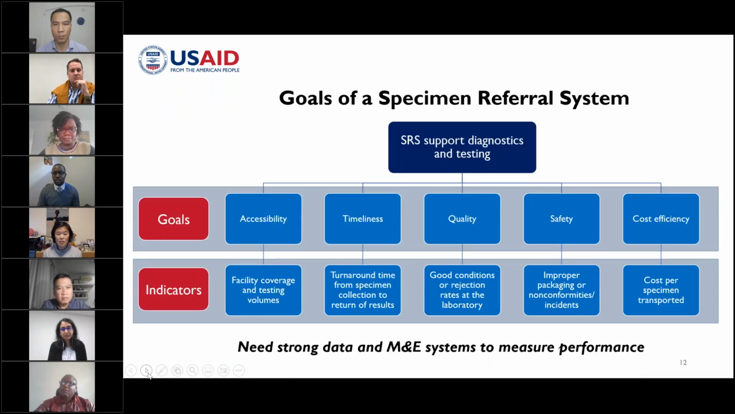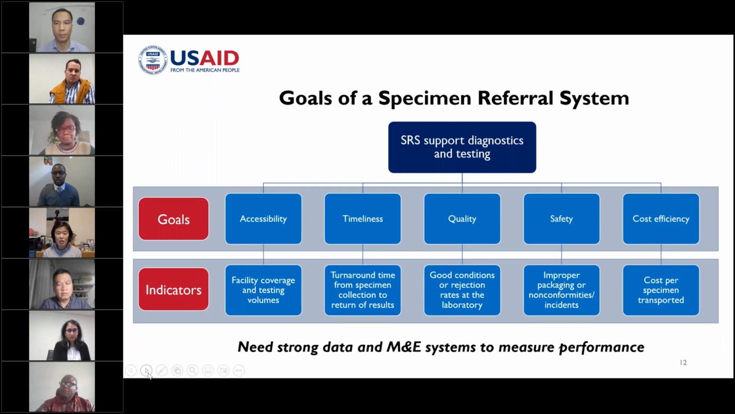And when we think of the goals of a specimen referral system, the overarching goal is that these specimen referral systems should support diagnostics, they should support testing, surveillance systems. And we can break down these goals into 5 different areas. One is around accessibility, and this can be measured by how many facilities are covered by a specimen referral system, or how many referred specimens are being delivered at the testing facility and the volumes that are tested.